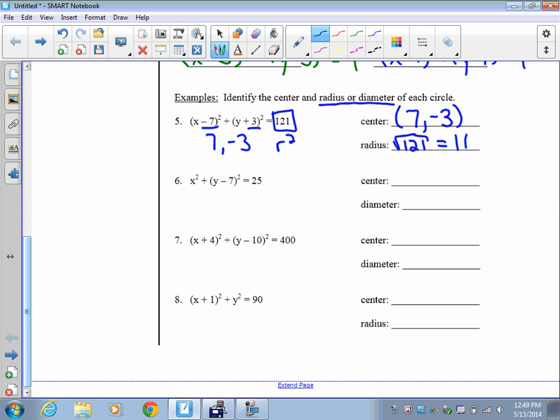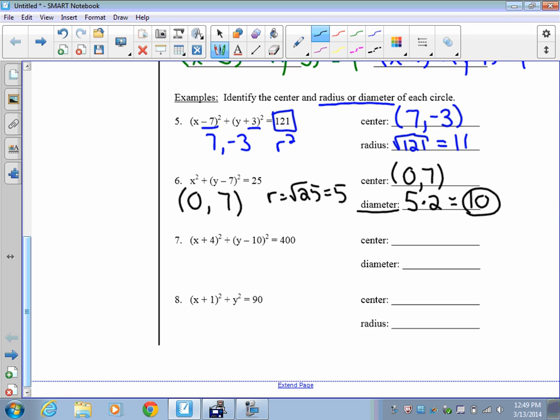The center should be easy to find: 0 for x, positive 7 is the center. This one asks for the diameter. The radius is equal to the square root of 25, which is 5. So the diameter is 5 times 2, which is 10.